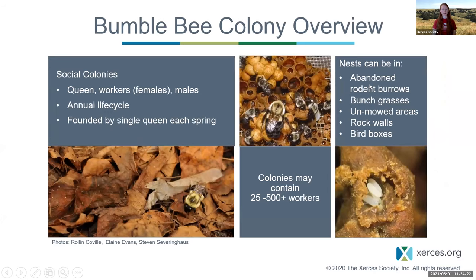Looking at the colony overview of bumblebees, they are social. That means they have a queen, they have workers, and they produce males that all sort of live together in a nest. Bumblebees have an annual life cycle, meaning they're active on the landscape during one season. In Nebraska, that peak season is June through September.